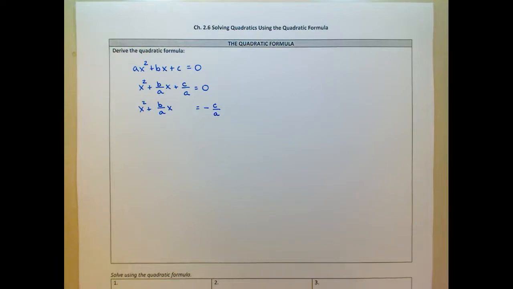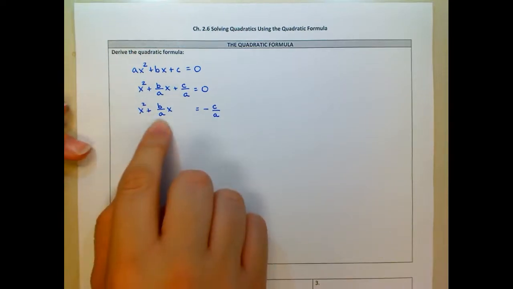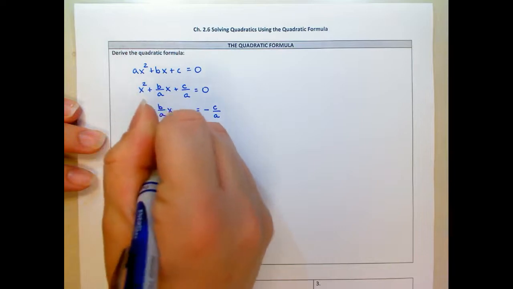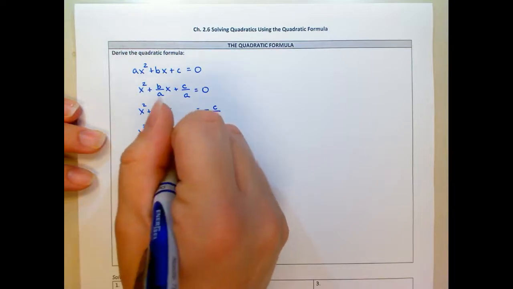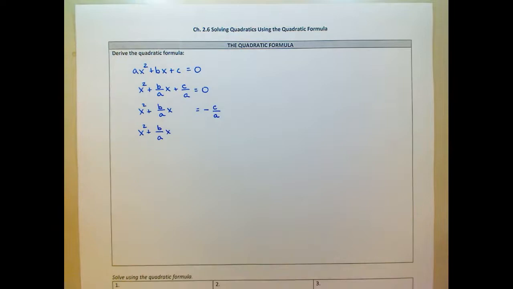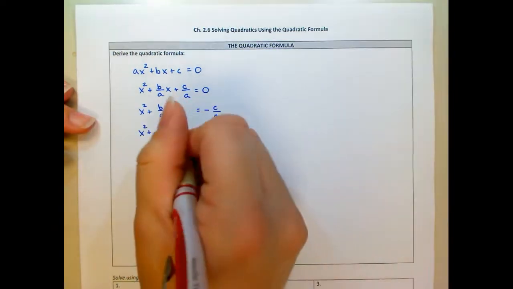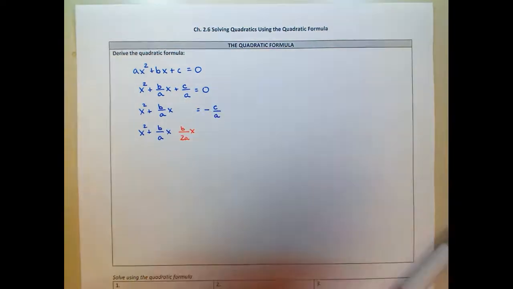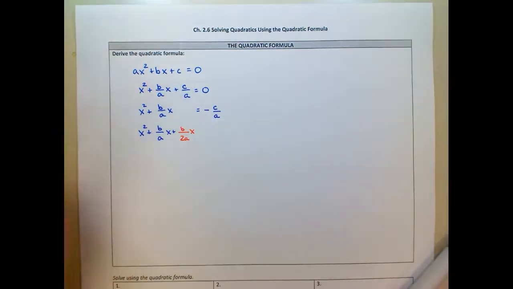Now at this point is where I would complete the square. Remember, completing the square comes from halving the middle term, in this case, the b over a term. In order to halve this, we would multiply it by 1/2. So when we multiply this by 1/2, we still have our x squared plus b over a x, and we would end up with b over 2a x. That is what we're adding to this side.